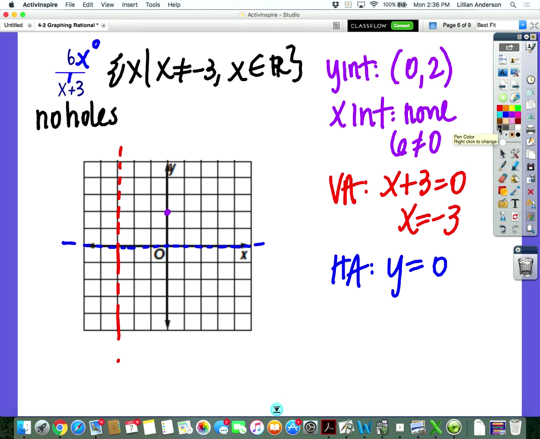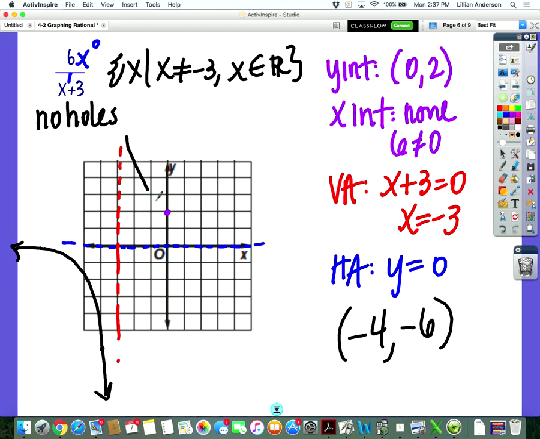Can we kind of see where one branch is? Yes. It's going to be in the top right, correct? Where's my other branch? It's going to be on the left side, top or bottom? It's going to be on the bottom. Let's double check that. Let's plug in negative 4 for x. When we plug in negative 4 for x, what's the y value going to be? 6 over negative 1, so negative 6. So yes, it confirms that when x is negative 4, y is negative 6. So approaching the asymptotes, there you go.